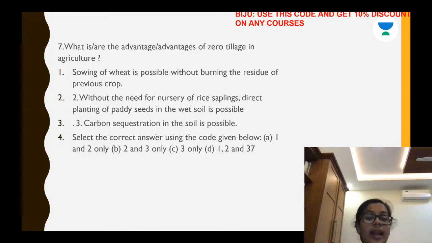So select the correct answer using the code given, with option A: 1 and 2 only, option B: 2 and 3, C: 3 only, D: 1, 2, and 3. What is your answer? What is a general rule? If such types of questions are given and you don't know the answer, and all the options are direct statements, when you are getting a direct statement, it's specific, you can always go for the option which mentions 1, 2, and 3. And the answer here is 1, 2, and 3.